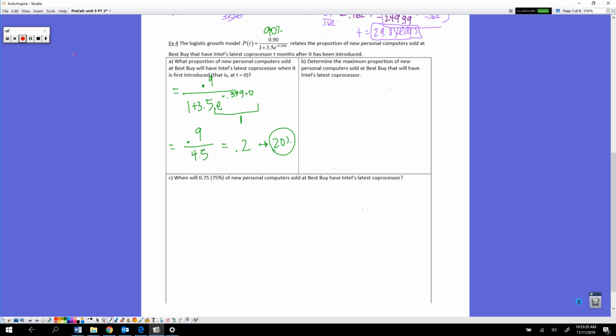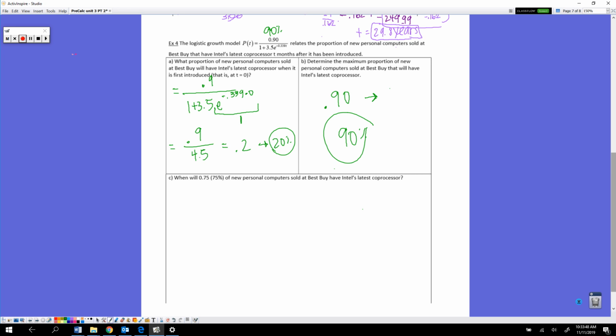It says determine the maximum proportion of new personal computers sold at Best Buy that will have Intel's latest coprocessor. So again, the 0.90, that's our maximum capacity, but it's not saying that 0.9 of the computers have it. You want to turn that into a percentage. So turn that into a percent, it becomes 90% will have that coprocessor. All right.